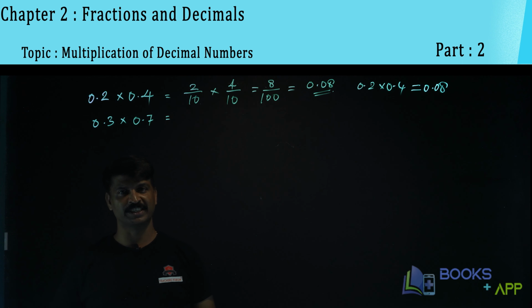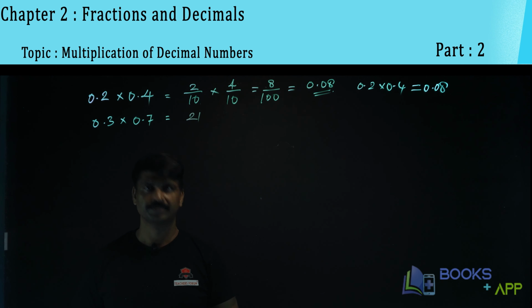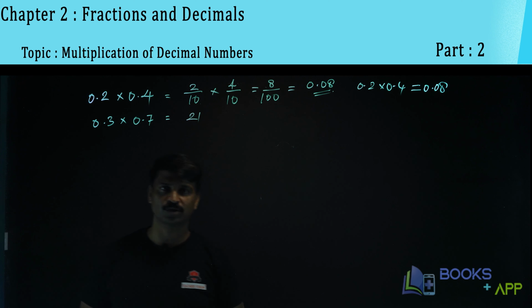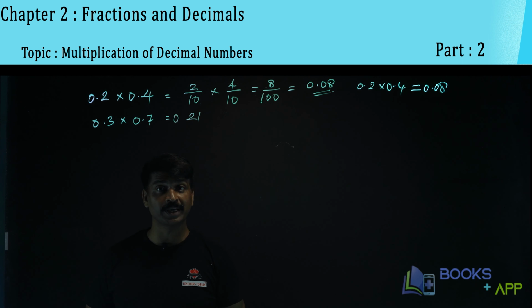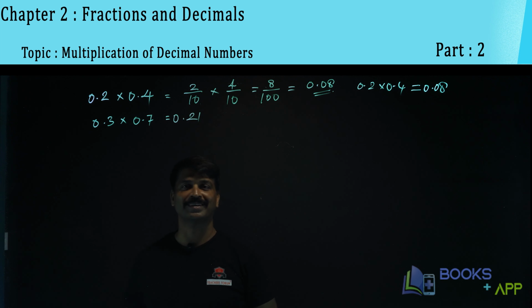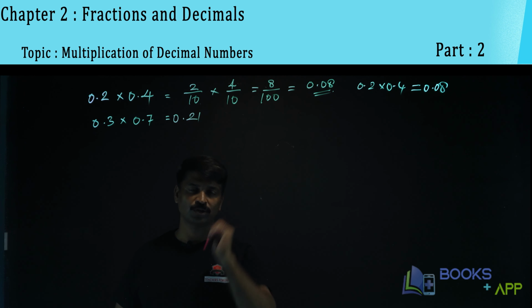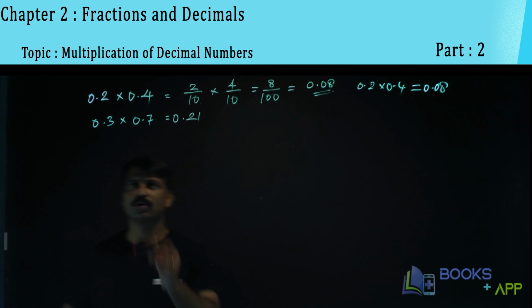0.3 into 0.7. 3 sevens are 21. After the decimal point, 1 place, 1 place. So total 2 places. So in the answer, how many places should be there after the decimal point? 2 places should be there. So it should be 0.21. You see, in the answer, after the decimal, how many places? 2 places. So this is how you have to multiply. Let us solve some more.